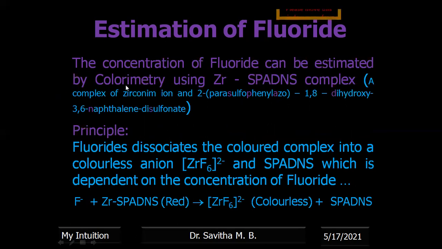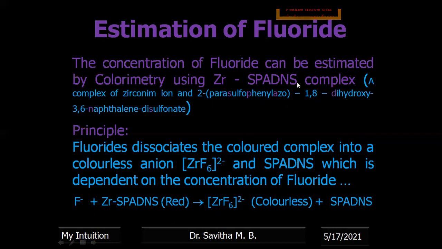estimated by colorimetry. Colorimetry is an experimental method for the estimation of fluoride. Here we will be using the zirconium SPADNS complex. Now, the principle here is that the zirconium SPADNS complex is a reagent.